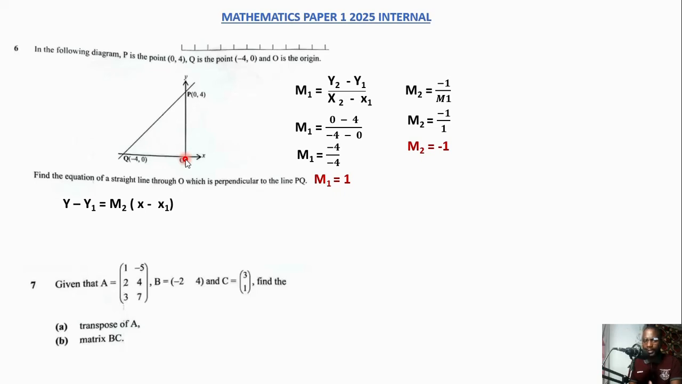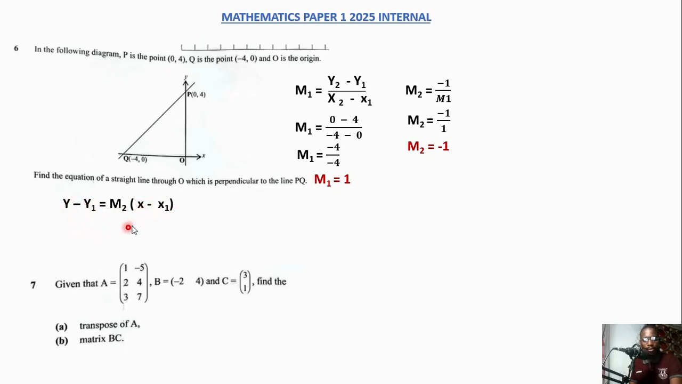This is the most common mistake I've observed students make. Some of them will take the actual values that were given in the question, whereby they say this is x1 and this is y1. No, look here where they're saying find the equation of a straight line through O. So we are talking about this point which is here. And what are the x and y coordinates for this point which is at O? The x and y coordinates are 0, 0. So my y1, even my x1, is 0. Take note of that. When replacing, you only replace where there's y1, m2 and x1.